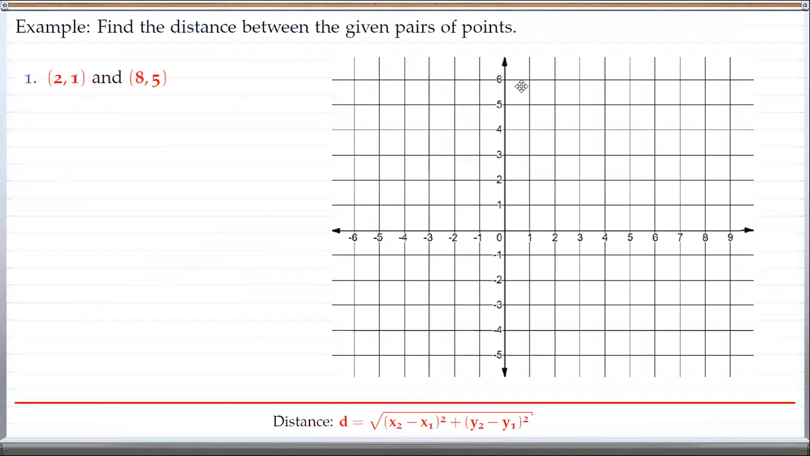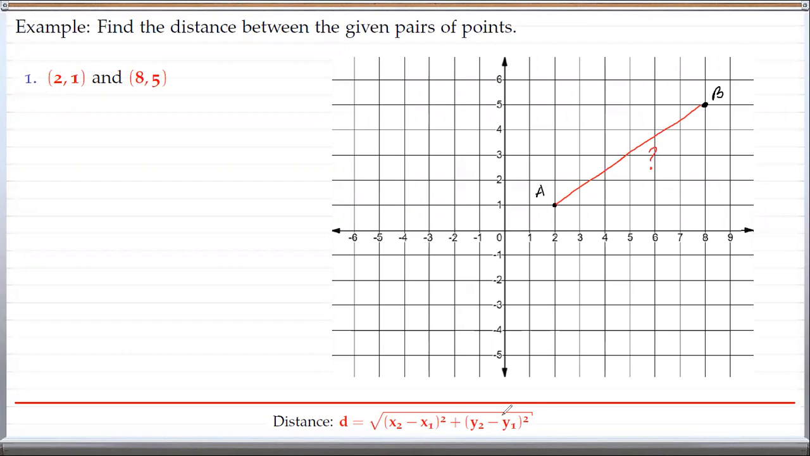So let's look at this example. We are given the points 2, 1, and 8, 5. Let's first plot them on the graph just to see how they look. The point 2, 1 is over here, and the point 8, 5 is over here. So we are looking at the distance between these 2 points. We can call them A and B. And this is the distance, this is the length we are trying to figure out.